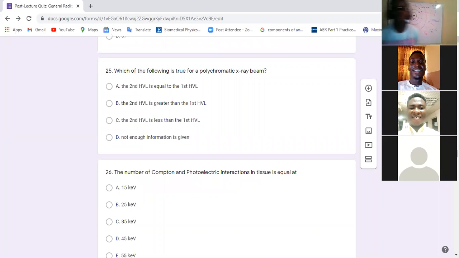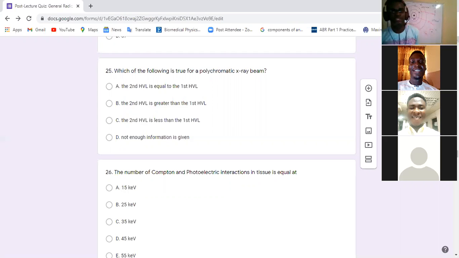When we see a question like this, are we saying that we are talking about the photon energy, not the intensity of the beam, because the beam is polychromatic? At the first half value layer, a lot of the low-energy photons will have been removed. We are now having a higher average photon energy, but the intensity of the beam has reduced. So when we see a question like this, we are only focusing on the average energy, not the intensity of the beam.